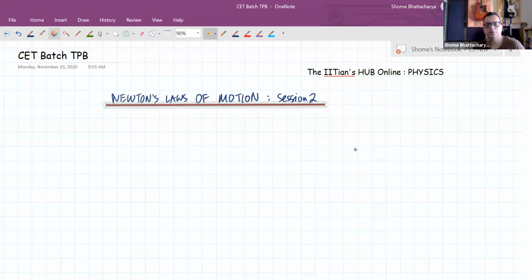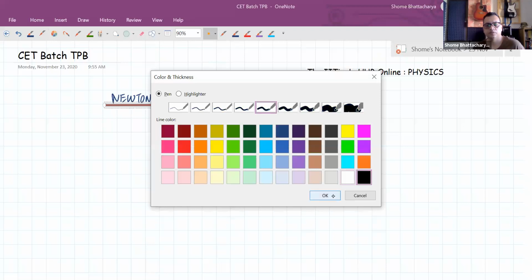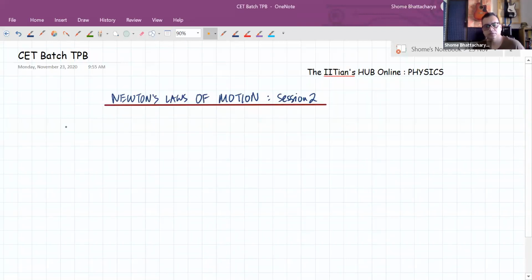Let's take a quick recap of the second law that we had seen. So the statement of the second law was that the net external force acting on a body equals the rate of change of its momentum.